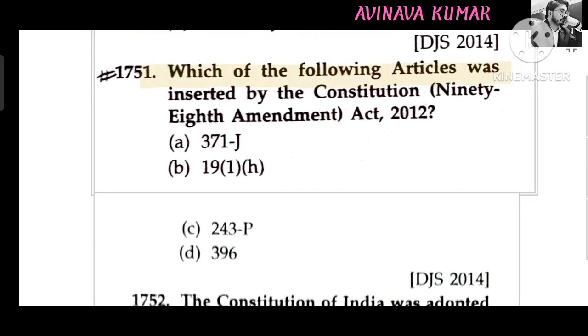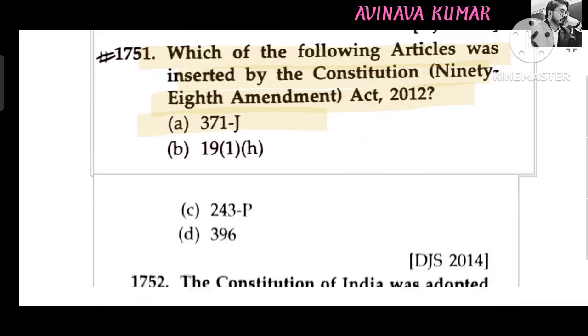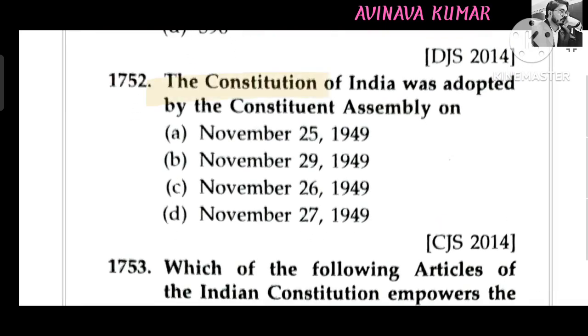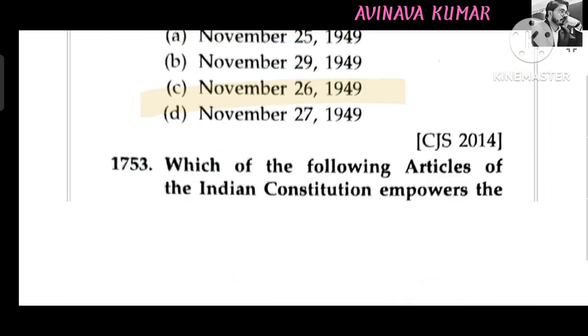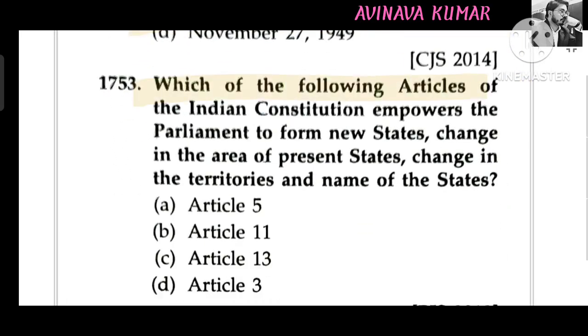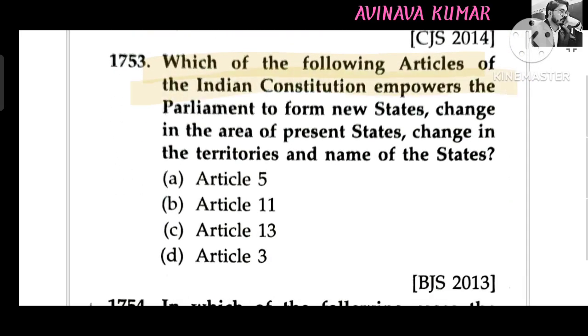Which one of the following articles was inserted in the Constitution by the 98th Amendment Act 2012? Article 371J. The Constitution of India was adopted and enacted on 26 November 1949. In which article did the Indian Constitution empower Parliament to form a new state, change the area of an existing state, and change the name of a state? Article 3.